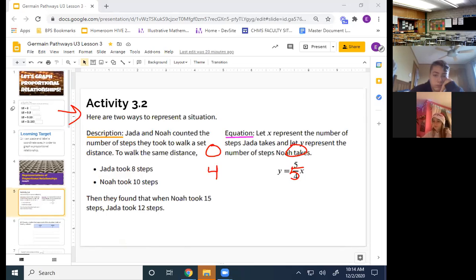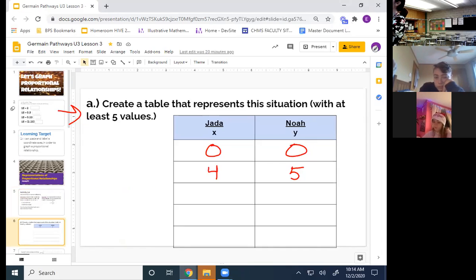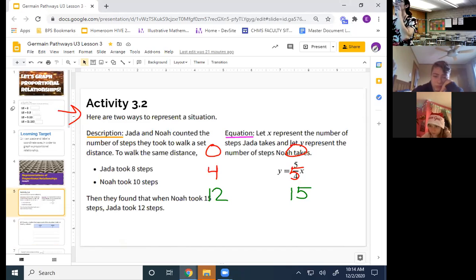Very good, Jaden. Another set. I don't know where we're getting 8 and 10 from. 8 and 10 is not correct. Another set was when Jada walks 12, and Noah will have walked 15. Very good. Nice job there, Jaden. And then the last step, when Oh wait, no, you're right. 8 and 10 is one. I don't know what I'm talking about.